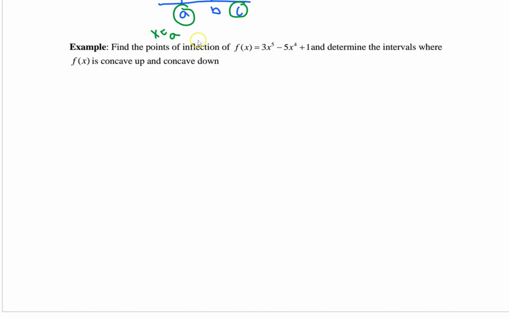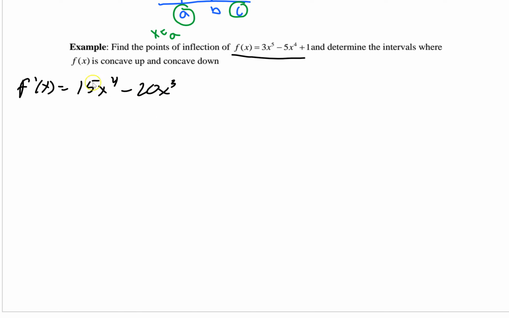So here we go. Find the points of inflection of f of x equals 3x to the 5th minus 5x to the 4th plus 1. So first, then determine concavity. Right, first the second derivative. So f prime of x, the first derivative, is 15x to the 4th minus 20x cubed. The 1 goes away.